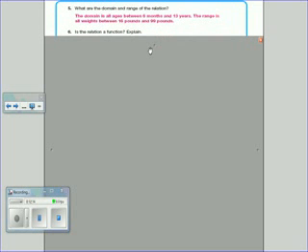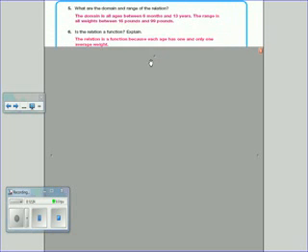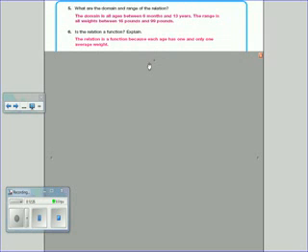Is the relation a function? Yes. Why? Passes the vertical line test. Or we can say it's a function because each age has one and only one average weight.